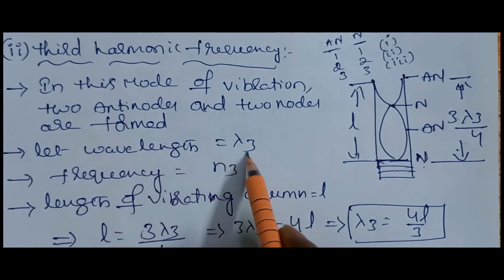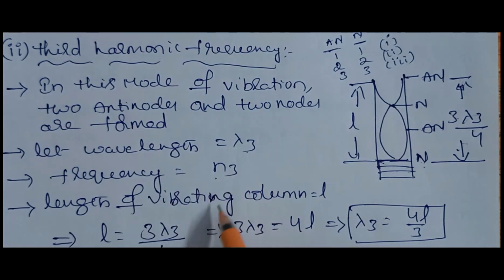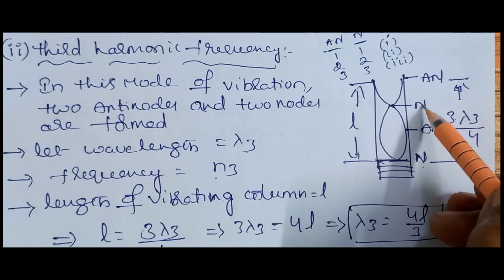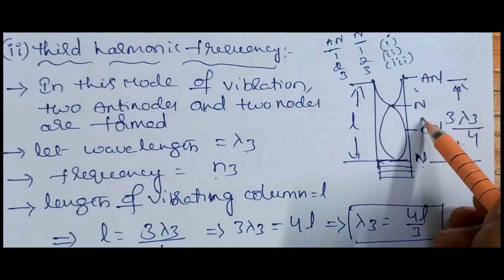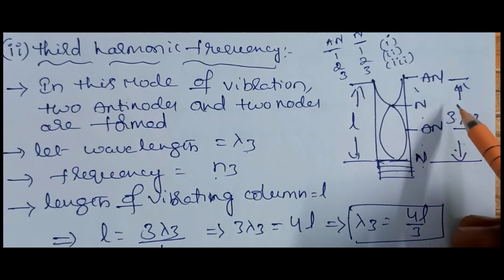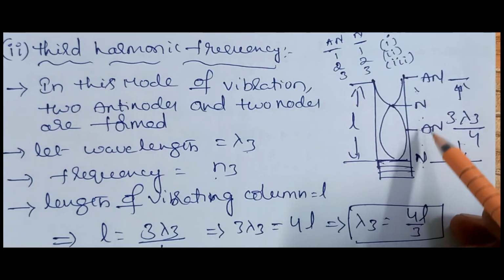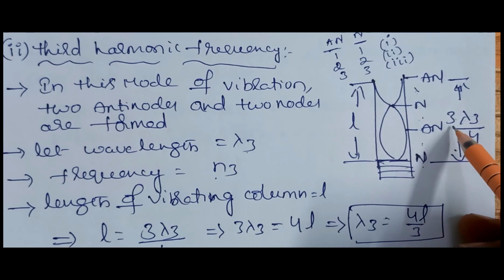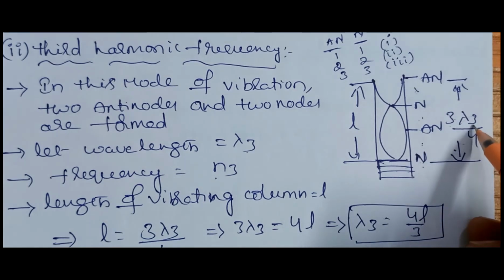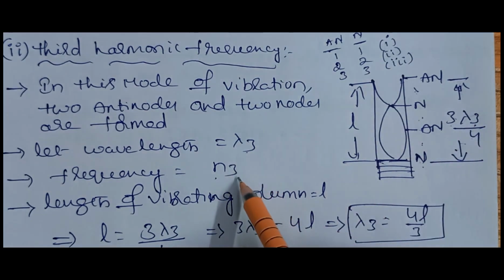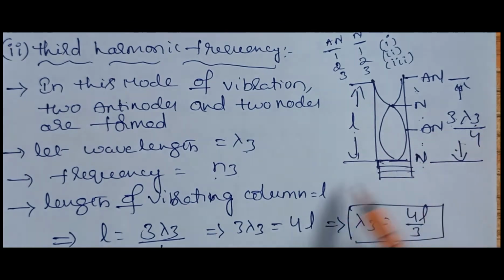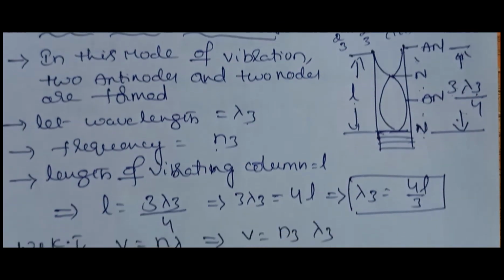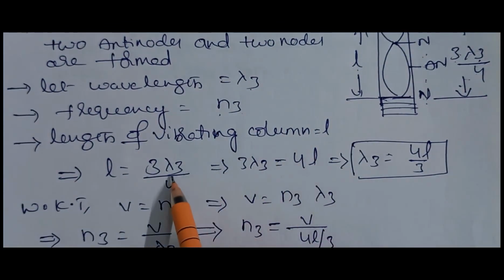So let the wavelength be lambda 3 and the frequency be n3. From here to here this is lambda by 4, lambda by 4, lambda by 4. So lambda by 4, 3 times, that is 3 lambda by 4, but in this case the wavelength is taken as lambda 3. So that is lambda 3, frequency n3, and the length of the air column from here to here is L. L is equal to 3 lambda 3 by 4.